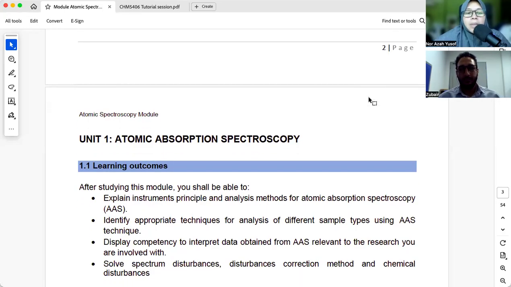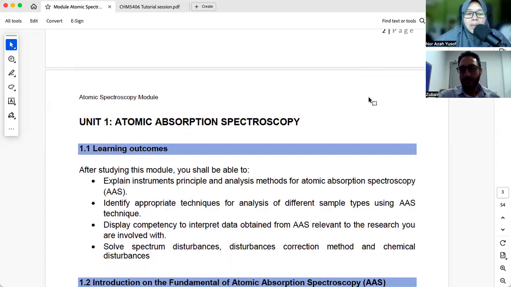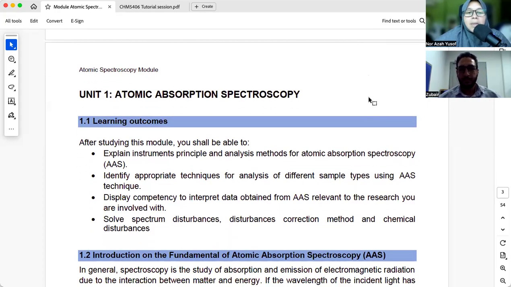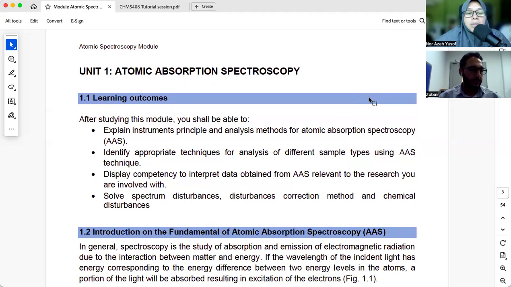Okay, so by right, after using this module, after this discussion, you should be able to explain all the instrumentations in terms of principle and methods of analysis for AAS, use appropriate techniques for analysis of different samples, and display competency to interpret data. I think it should be no difficulty because the data is generated from the machine. Spectral disturbances are usually also counted by the machine itself.